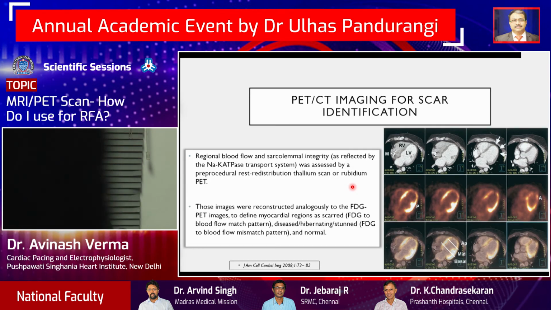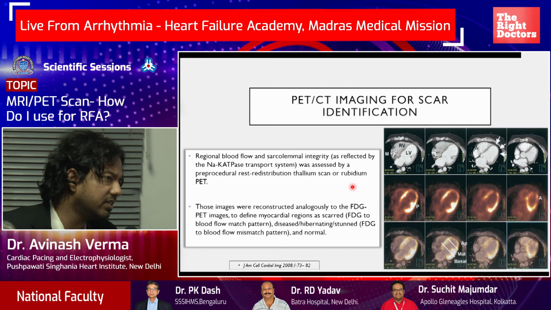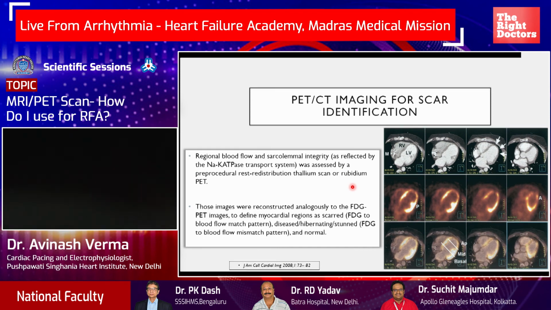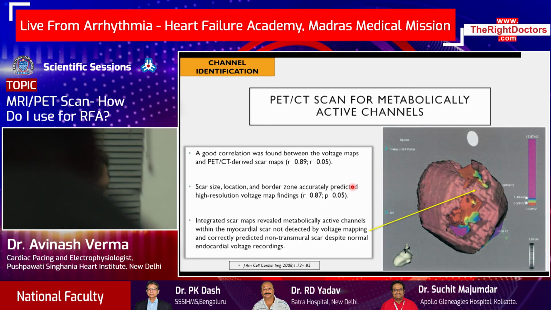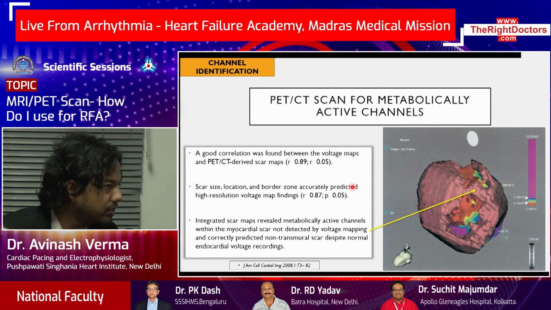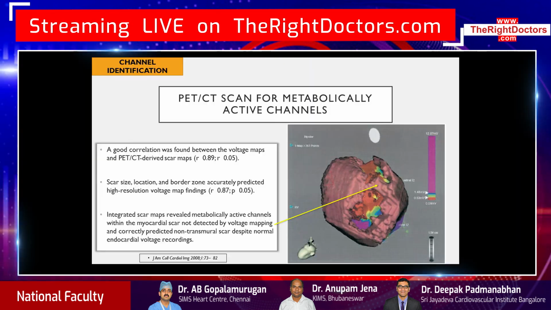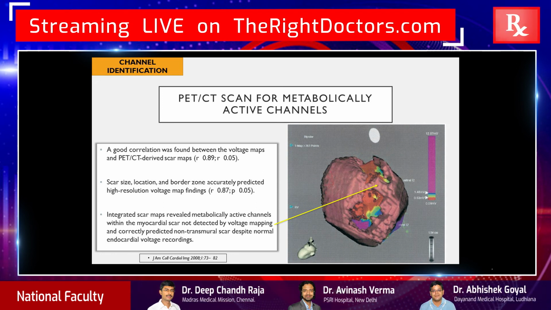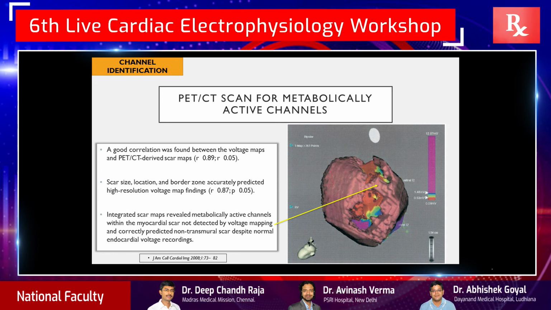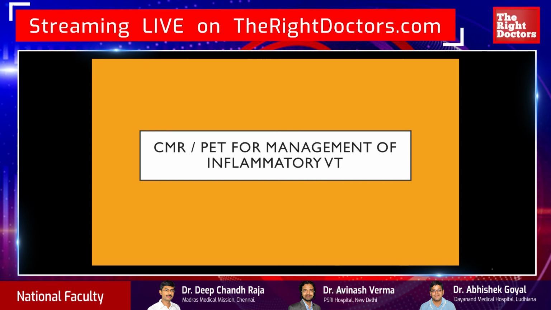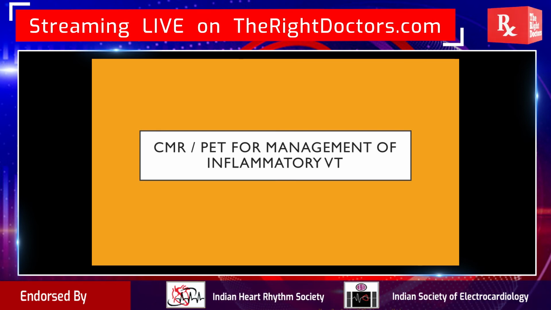So for PET-CT imaging integration, there's not much to it. It's not a preferred modality for integrating. You can see the viability and see which part of your dense scar is viable, but the resolution of the gamma camera limits us from making precise models. So you can fuse it, but most people don't do it. What PET-CT and CMR are used for is managing inflammatory VT. I'm just going to take 3-4 slides for this, not more than that.